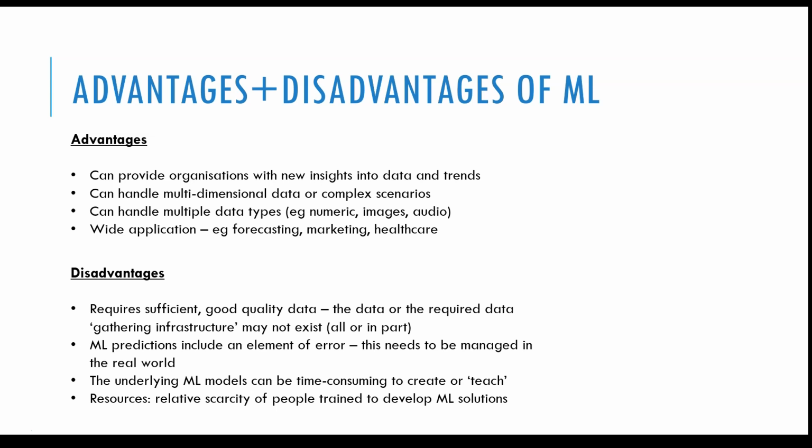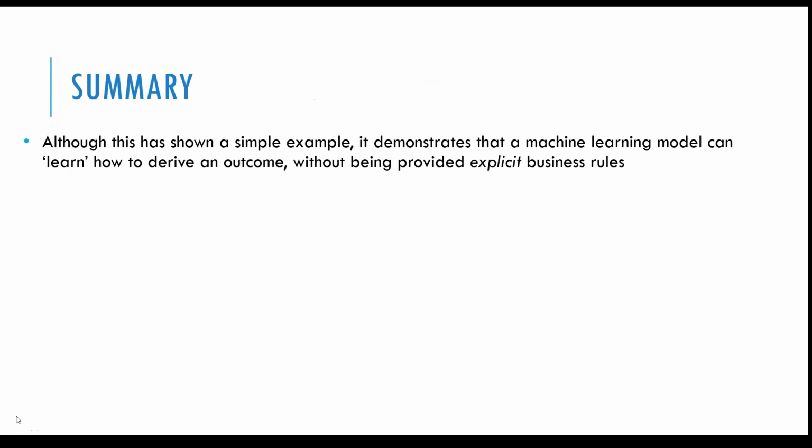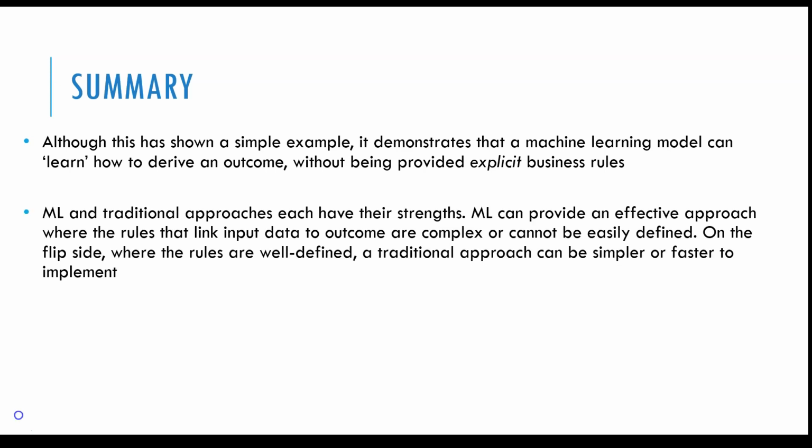So let's just have a look at a summary of what we've gleaned. To summarize, even though we've provided a simple example, we've managed to demonstrate that a machine learning approach learns from data without requiring the underlying business rules. Machine learning and traditional approaches both have their strengths and weaknesses, and we've listed some of the advantages and disadvantages of the machine learning approach.